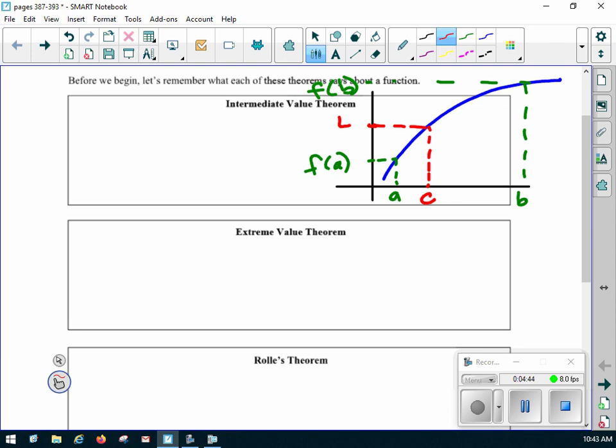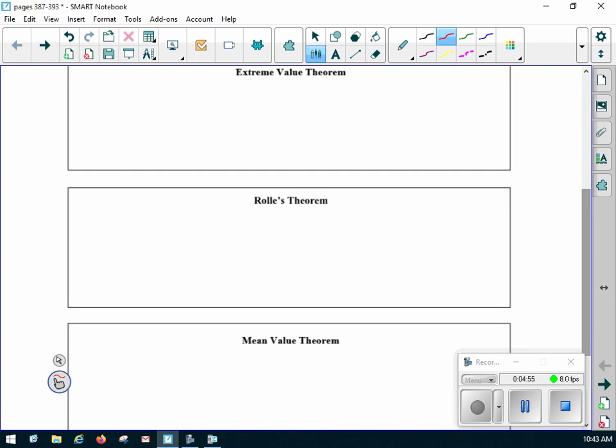It might be helpful to put your theorems on note cards so you can quickly practice. Extreme value theorem. Anybody remember what that one is? Extreme value theorem says if a function's continuous on a closed interval, then by golly, there's a highest point and there's a lowest point.